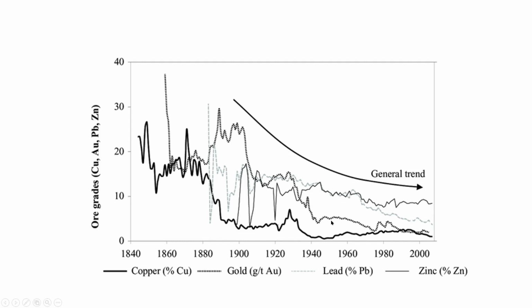This is the ore grades. So I'm going over a bunch of different things that people wanted to talk about in the comments section. We have declining ore grades in copper, gold, lead, and zinc. And you can see that back in the 1800s, everything was above 10%. Then we start going down. Now we're below 5% on some of these. I mean, everything is trending lower over time as we go after lower and lower ore grades in the earth.